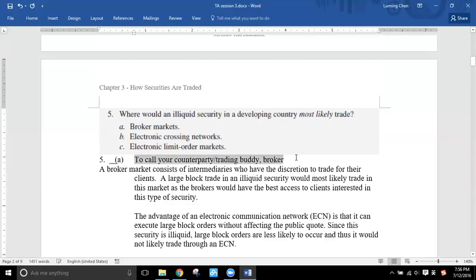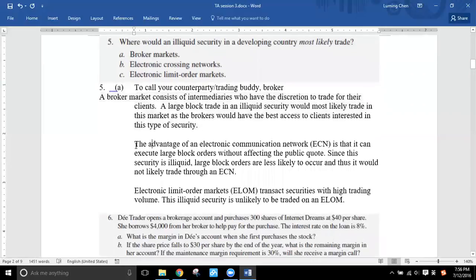So this is a basic idea, and this is the formal definition. The advantage of an electronic communication network, which is also called electronic crossing network, is that it can execute large block orders without affecting the public quote. Since this security is illiquid, large block orders are less likely to occur, thus it would not likely trade through an ECN.